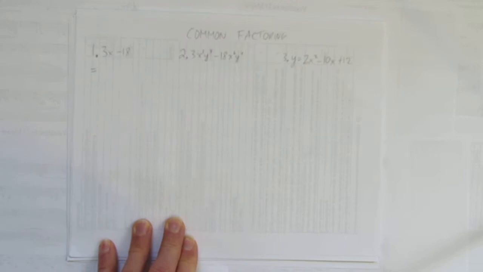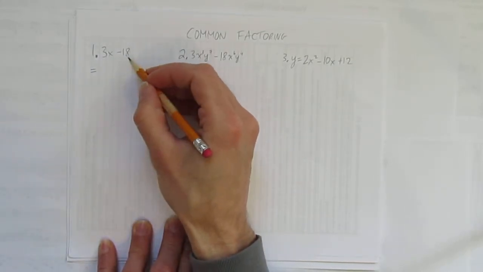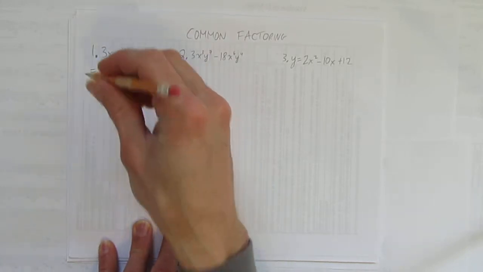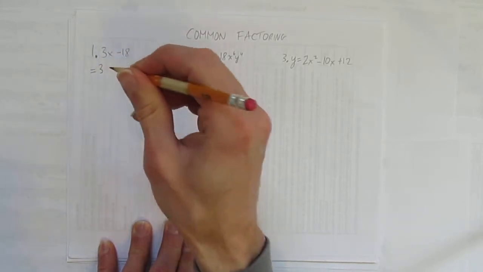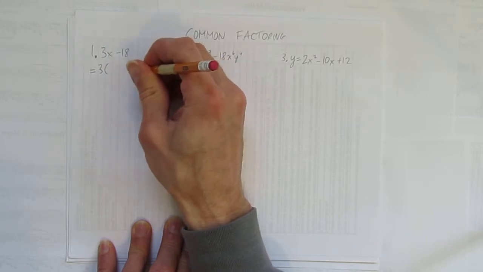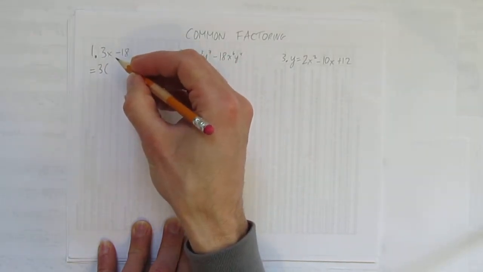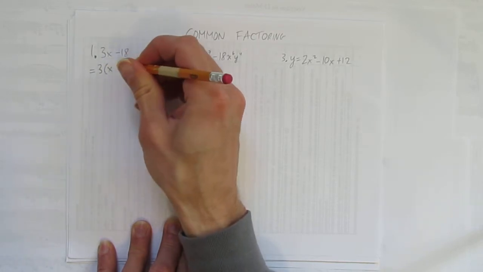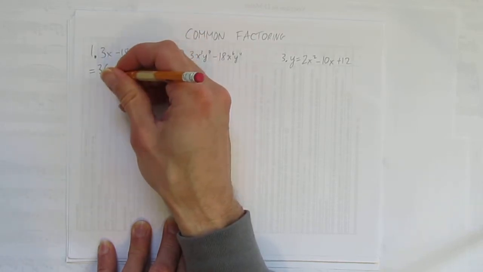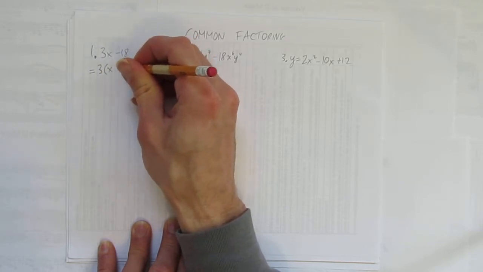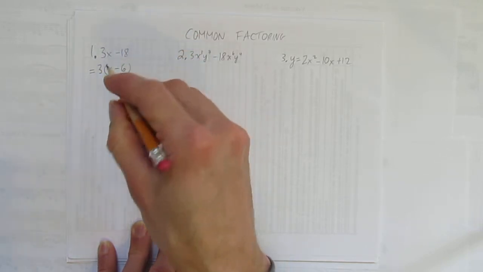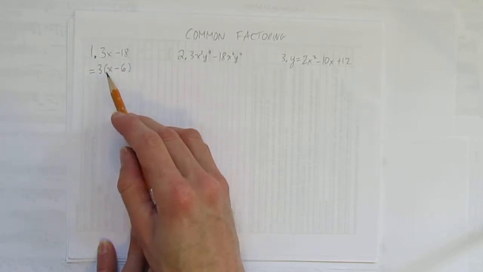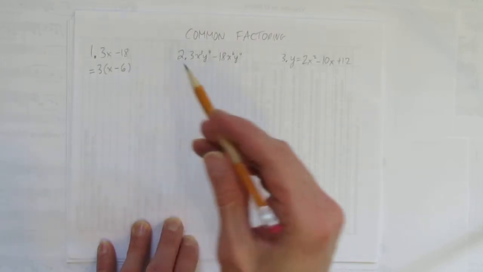We look for what's in common between these two terms. What goes into 3x that goes into 18? Well, the answer is 3. So we put a 3 out front and we open a bracket, and now we divide each thing by 3. What's 3x divided by 3? An x. And what's 18 divided by 3? A 6. Don't forget this minus in between them. And there you have it. 3x minus 18 common factor gives 3 times x minus 6.